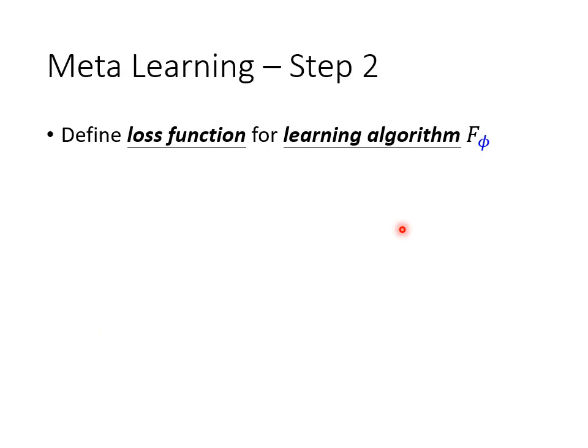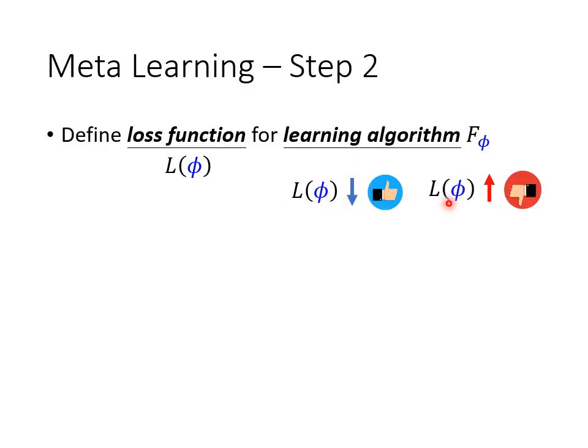In the second step, we have to define a loss function. For a learning algorithm, we have to define a loss function for the components in the learning algorithm which are going to be learnable. So we have a loss function, L of phi. This is a loss function for the learning algorithm. If a set of parameters phi obtains a smaller loss, it means it's a good algorithm. If phi obtains a larger loss, it means we have a poor learning algorithm.